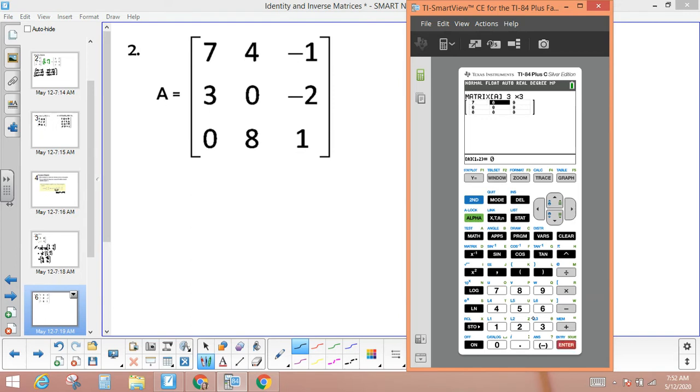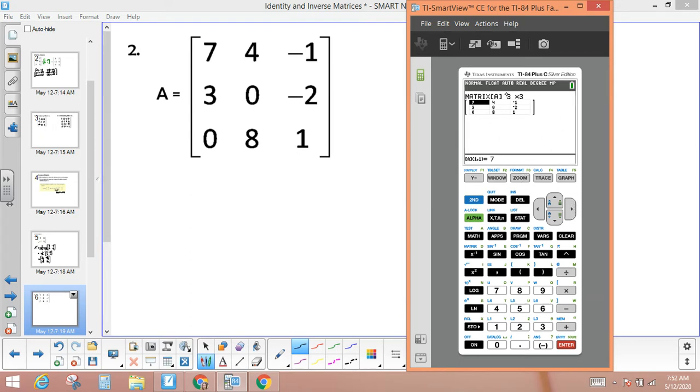So 7, 4, -1, 3, 0, -2, 0, 8, 1. All right, I'm hitting enter, but I think if you do the alpha zoom and try to type it in, you have to use the arrow keys, because enter enters it as that's your matrix, like you're done. So if you go to second matrix, you can hit enter to move from one element to the other. If you do alpha zoom, you have to use the arrow keys.